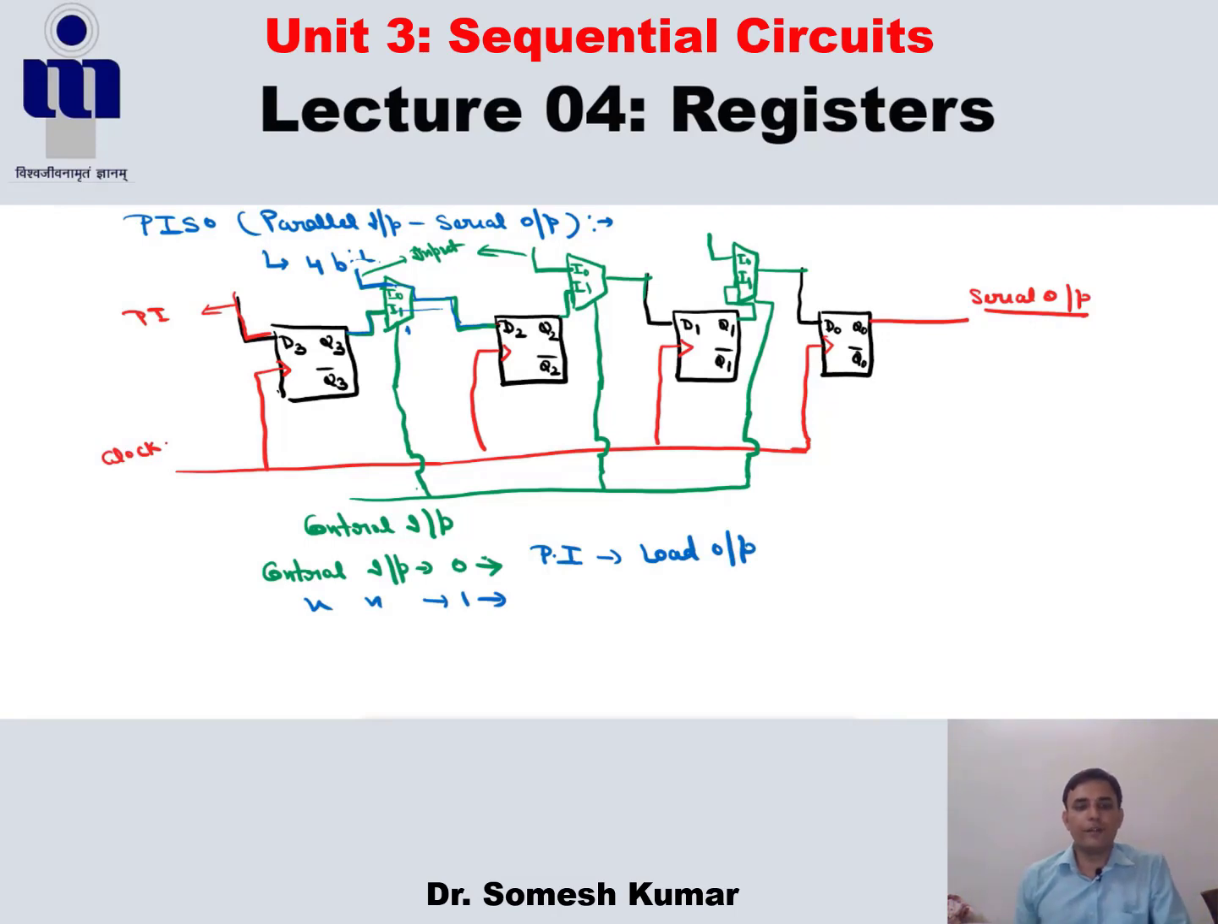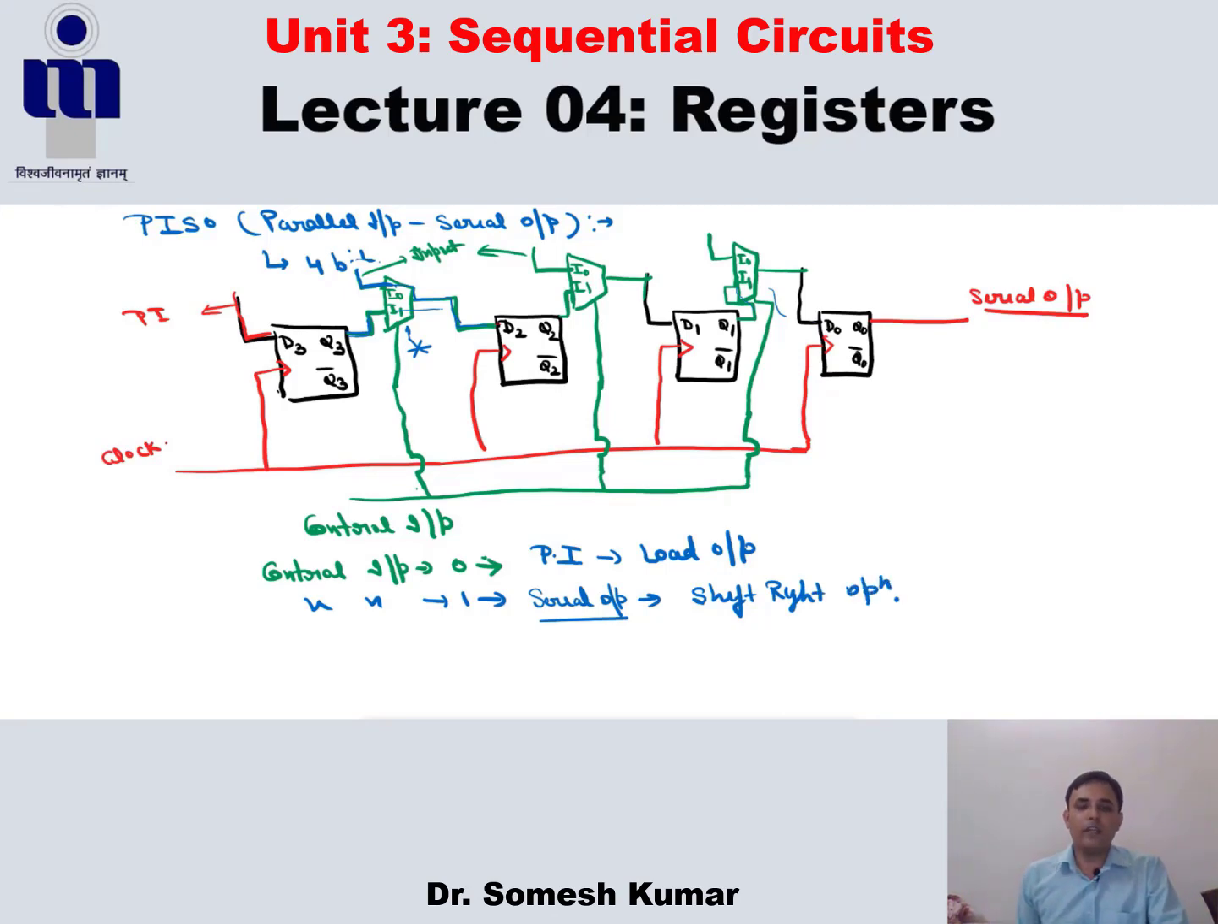If the control input is 1, then the serial out operation is performed, and this is due to this mux only. If this control input is 1, then this Q3 is directly connected to this G2, this Q2 is directly connected to this G1, and this Q1 is directly transferred to G0. So the serial output operation is performed when the control input is 1, and this operation is also called the shift right operation.